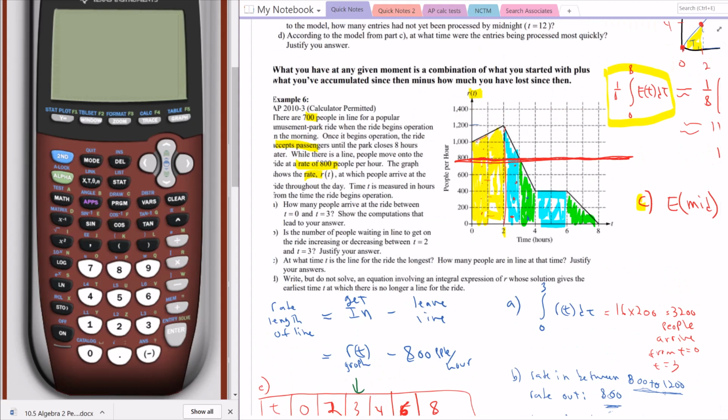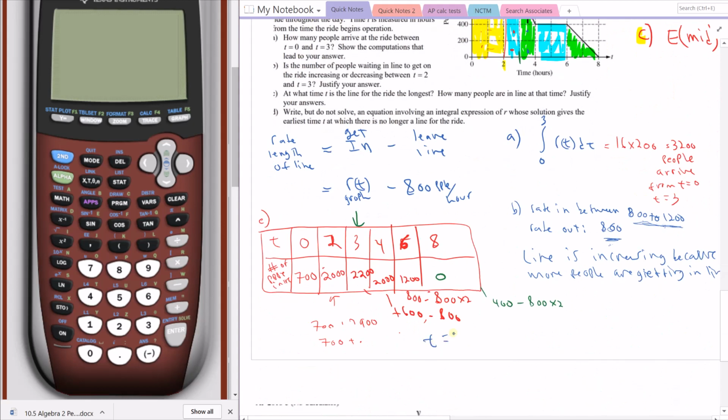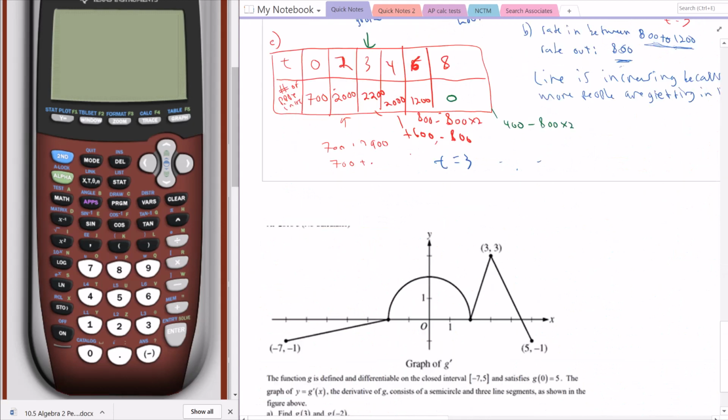And if you notice, before t equals 3, we are adding a bunch of people, right? There's way more people getting on than getting off. But then after t equals 3, the rate of people getting out of line is higher than the rate of people getting in line, and so our line must be getting shorter. And so the point where it's the longest is where these two things cross, right? Where the people getting in line dips below the people getting out of line, which happens at t equals 3, right? And you can explain all that stuff that I just explained.